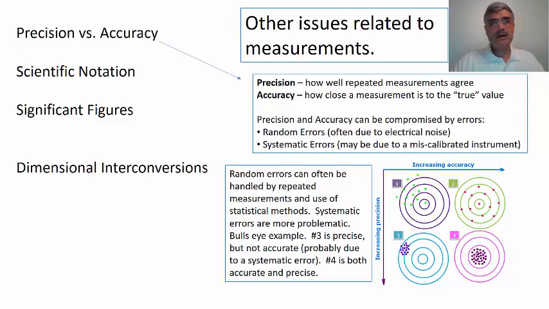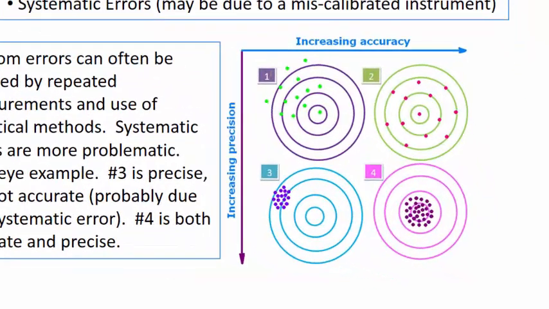A good way of explaining the difference between precision and accuracy is to consider the bullseye analogy, which is shown in the bottom right, where I show 4 different bullseyes. You can imagine someone shooting a bow and arrow at the center of a bullseye. If you look at the pattern in number 4, the archer, in this case, is both accurate and precise.